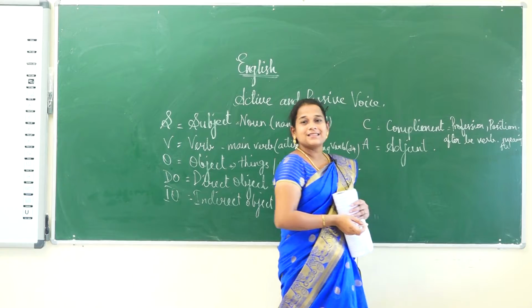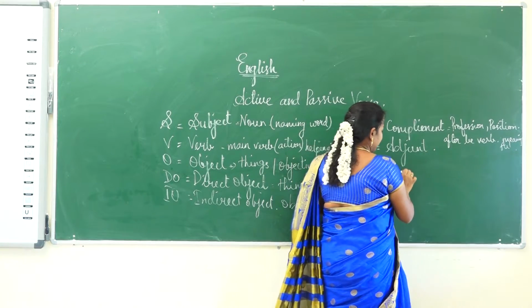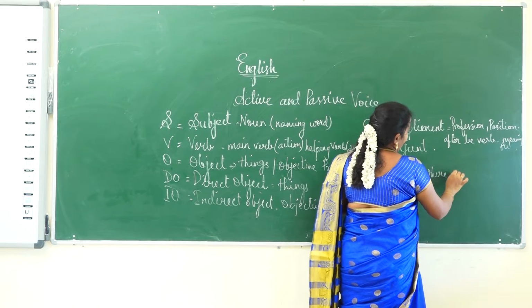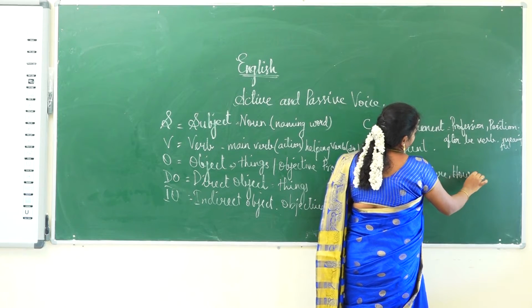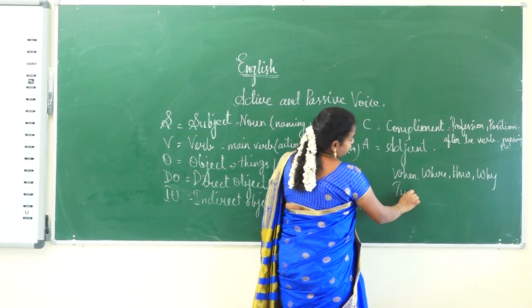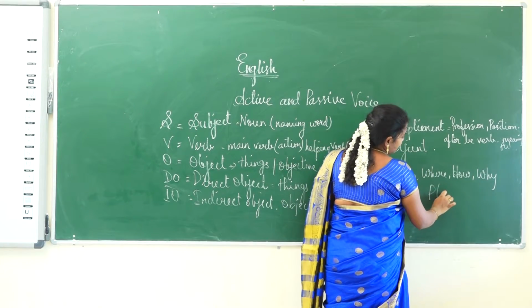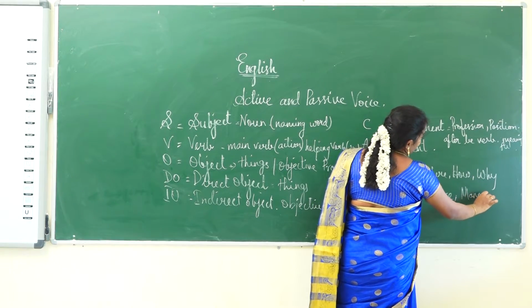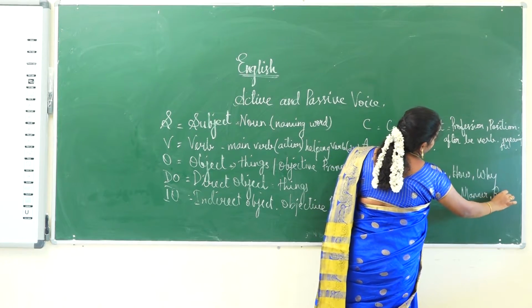Then agent answers the questions when, where, how, why. When represents time, where represents place, how represents manner, why represents reason.